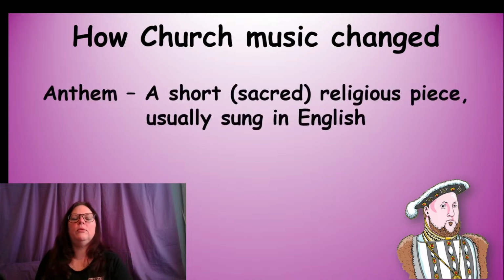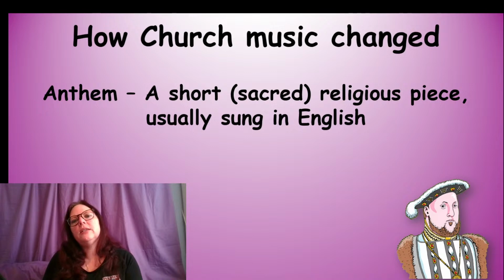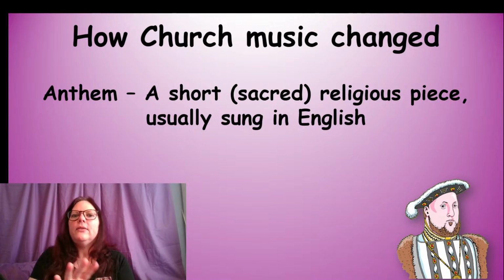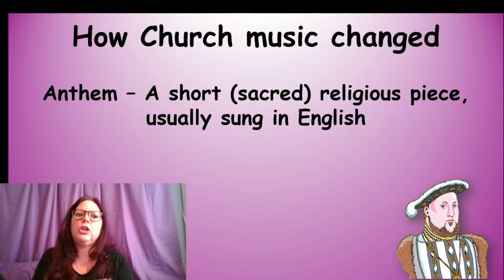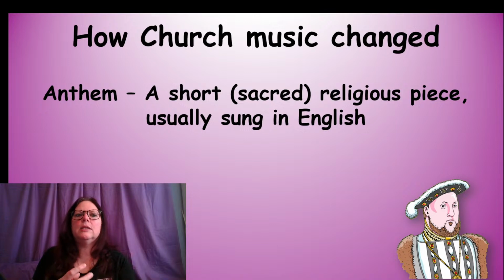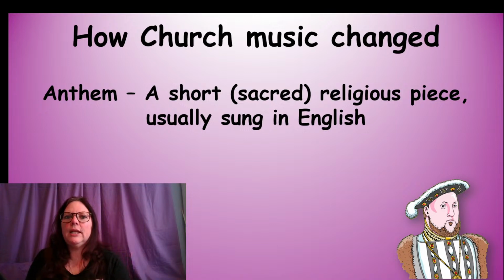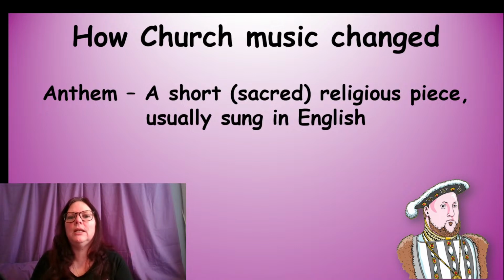The last type of music that we're going to look at is something called an anthem, and this is the piece that we're going to really look at today. An anthem is a short, sacred, which means religious, piece, and it's usually sung in English. And this is where this change comes about, because this is one of those pieces that started being written specifically for the English church, the English anthem. So composers started to write music specifically for the Church of England after the Reformation, after all of this change in history.